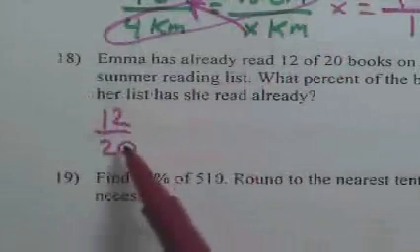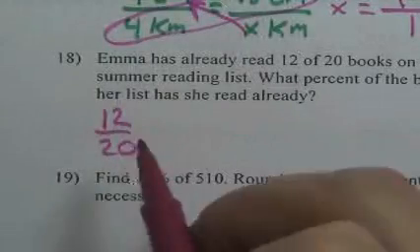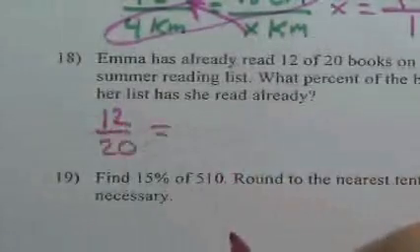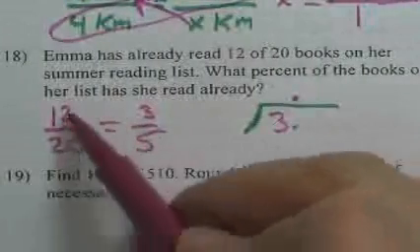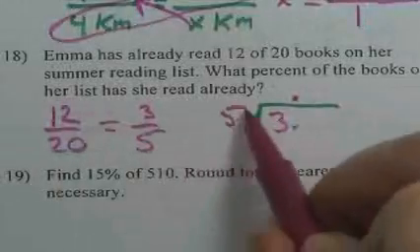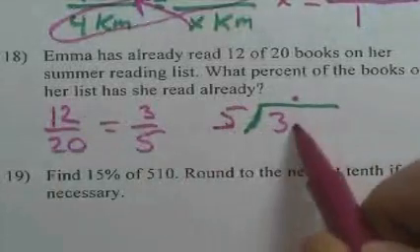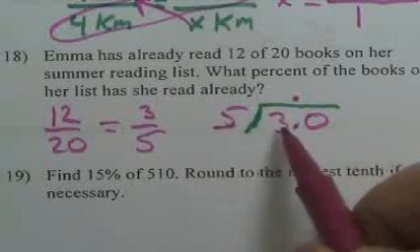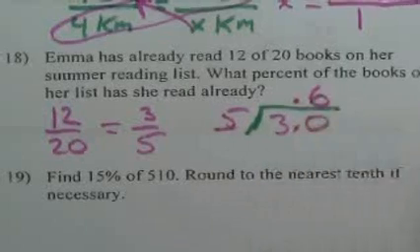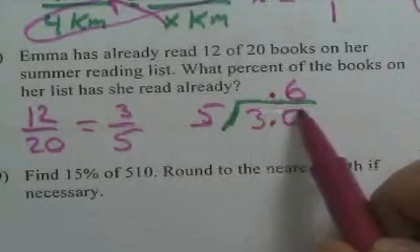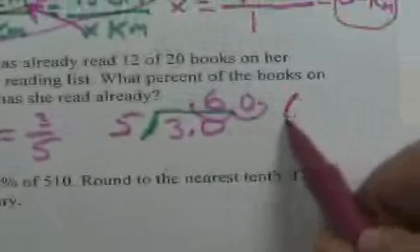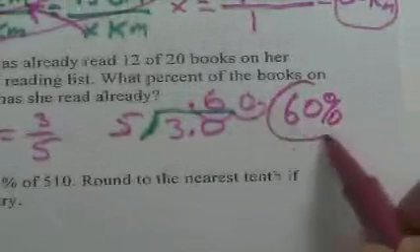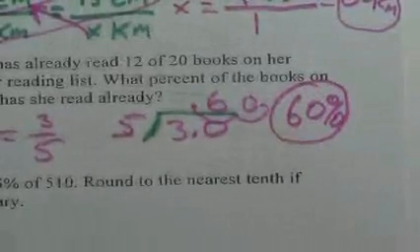Number 18, 12 out of 20. Want to change that to a percent. Need to reduce it first. It reduces to 3/5 because 4 goes into both of those. And then top number goes in the box, decimal straight up. 5 goes into 3. No, 5 goes into 30. And you have to move the decimal over 2 spaces. So the answer is 60%. 12 out of 20 is 60%.